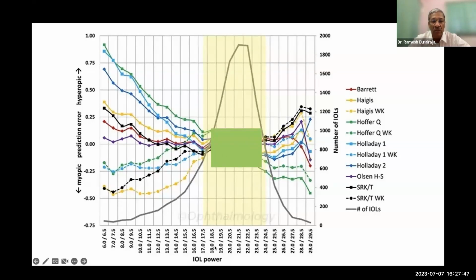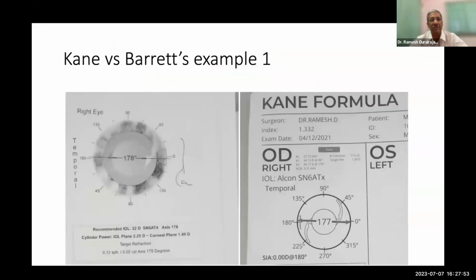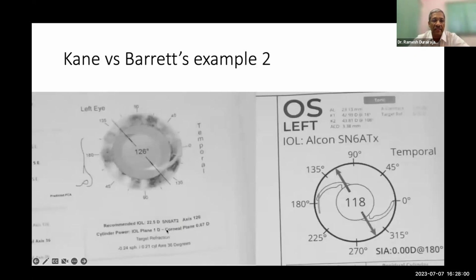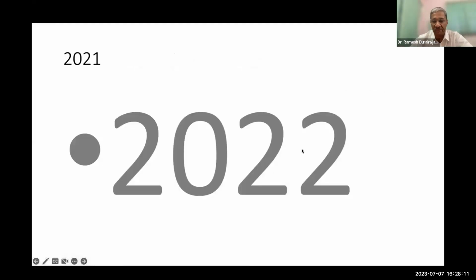So when you go beyond this power range of 18 to 23, please look at online calculators and an additional variable. Here's a comparison on the left between toric calculation with Barrett and with Kane. You will find the difference mainly in the oblique axis. So if you're putting a toric lens and you have to place it in an oblique axis, please choose the Kane toric calculator. It is supposed to be better.